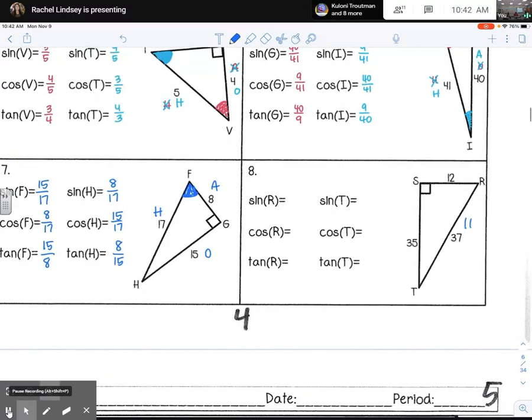So hypotenuse, looking at angle R, we got adjacent and opposite. So 35/37, 35/37. 12/37, 12/37. And then 35/12 goes to 12/35. So once you find one column, it's easy to find the other one.